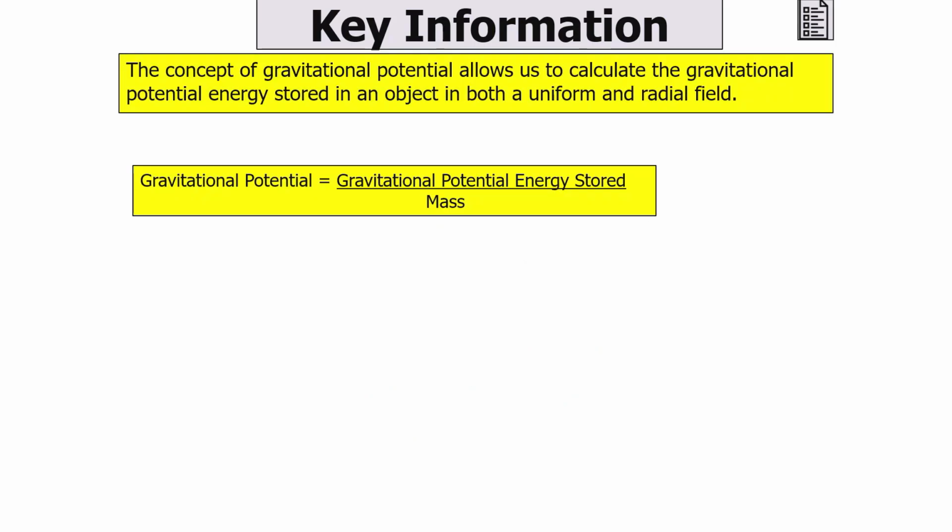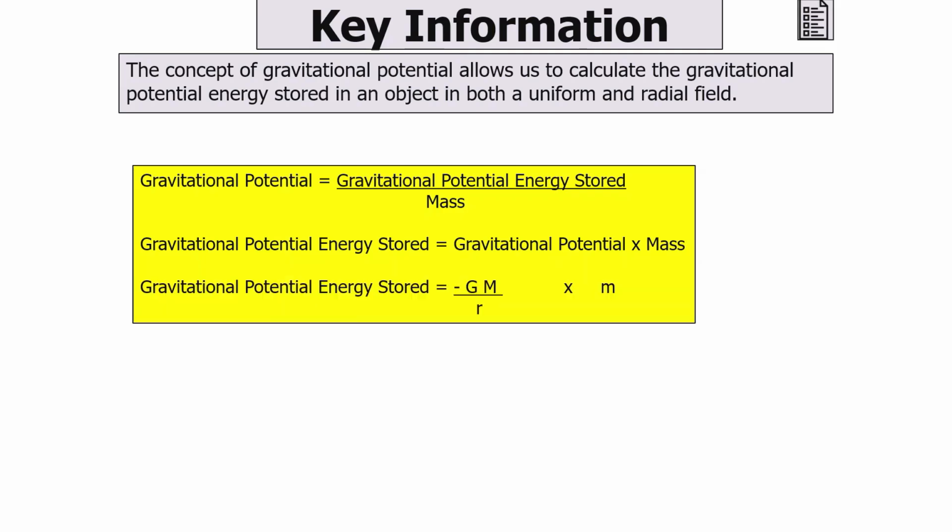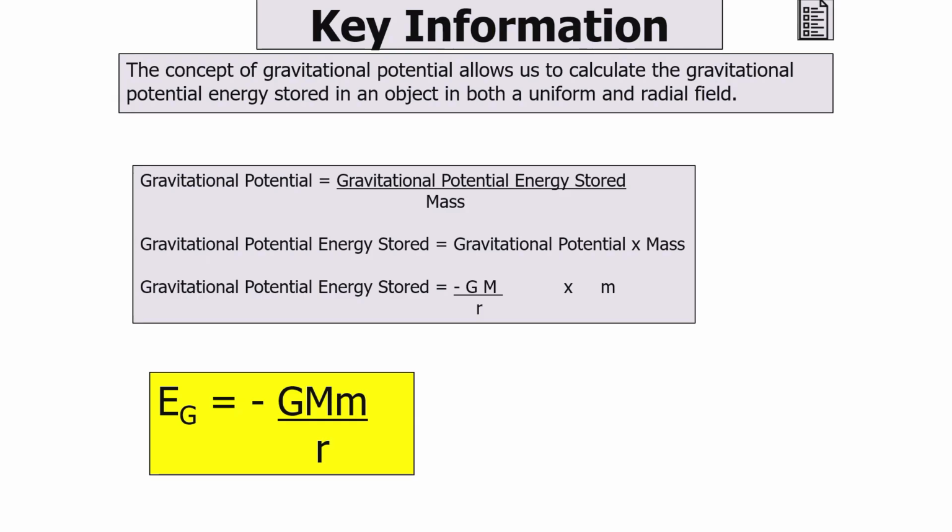Now, the concept of gravitational potential allows us to calculate the gravitational potential energy stored in an object in both a uniform and radial field. We know that gravitational potential is equal to the gravitational potential energy stored over mass. So therefore, we can say that the gravitational potential energy stored is gravitational potential times by mass. So it is minus Gm over r times by m. So it gives us our equation of minus Gmm over r.